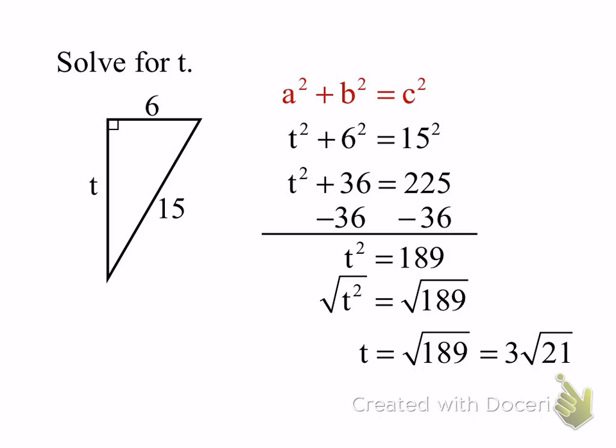And if I want to estimate it, 189 is between what numbers? Jack? 169 and 196. Yep. Is it closer to 169 or 196? Okay, it's 20 digits from 169 and it's 7 digits from 196. So what's your best guess?